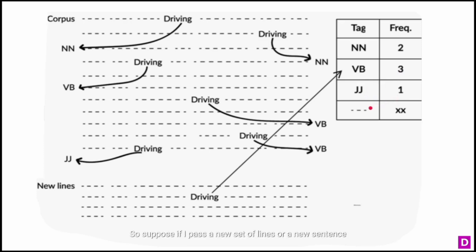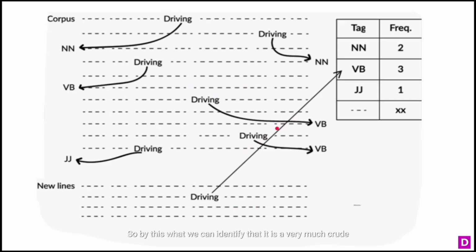Suppose I pass a new sentence to the POS tagger and ask it to tag the word driving. It will directly tag the word driving with verb as the POS tag, irrespective of the context where driving is used. That might or might not be the right scenario, because it is not actually checking the context. It is directly taking the frequency which it has memorized from the previous text corpus, and tagging the word driving with verb.